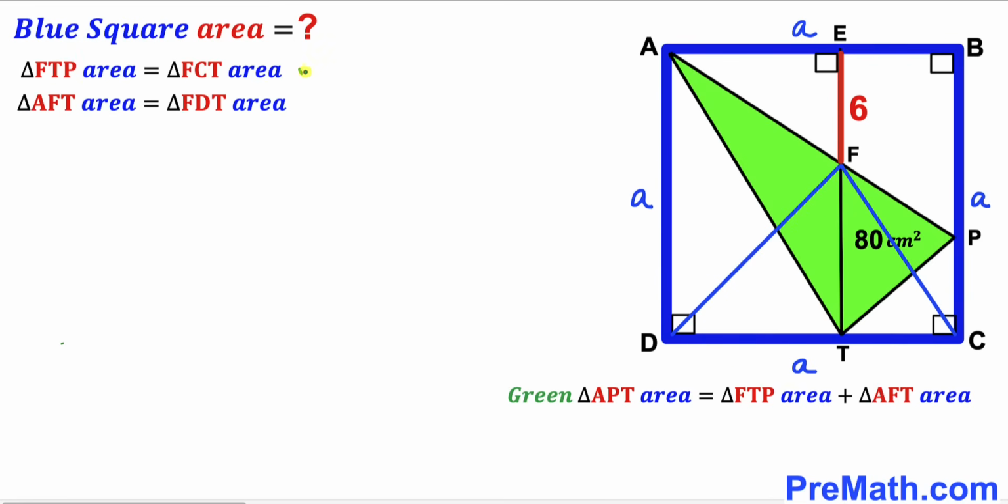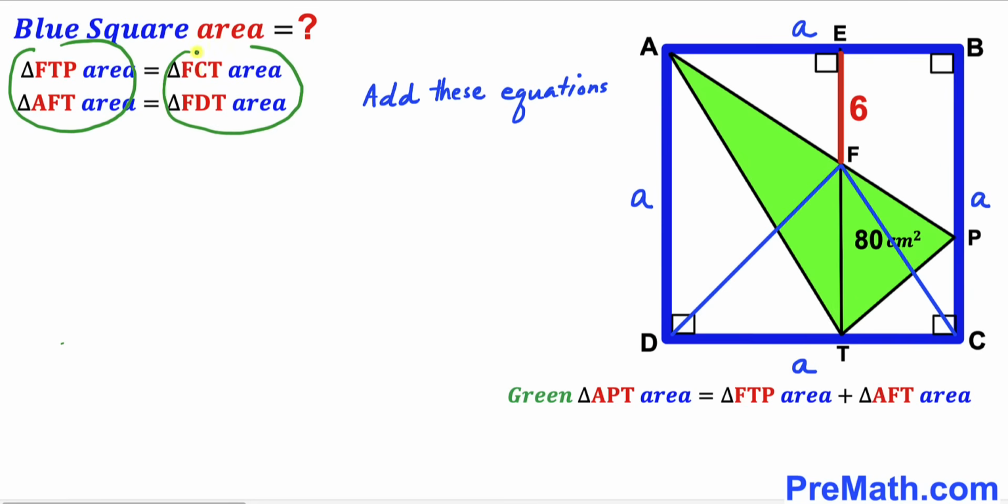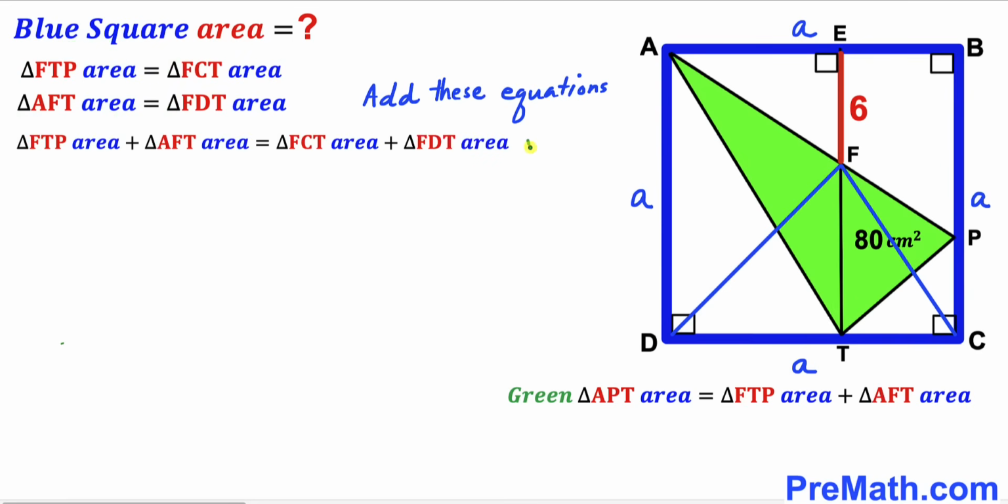So thus we end up with these two equations, and we are going to add these two equations. I'm going to add the left hand sides and the right hand sides as well, as you can see in this next step. Now let's focus once again on this left hand side. The green triangle APT area is equal to the sum of these two individual areas. So on the left hand side, this whole thing represents the green shaded triangle area.